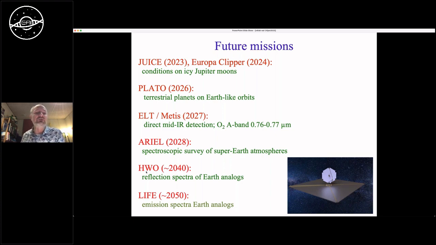And then further in the future, there is the Habitable Worlds Observatory planned by NASA around 2040, and that will be able to take reflection spectra in the optical of Earth analogs. And maybe a decade later or so, there will be the Large Interferometer for Exoplanets. That will be studying mid-infrared emission spectra, again, of Earth analogs.